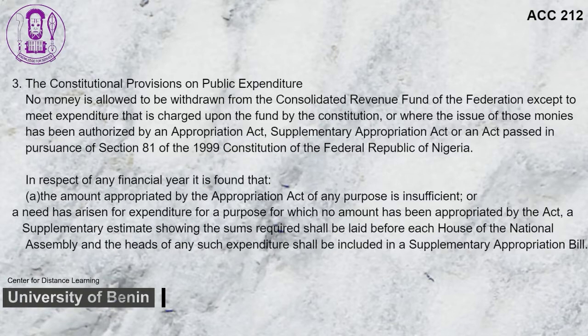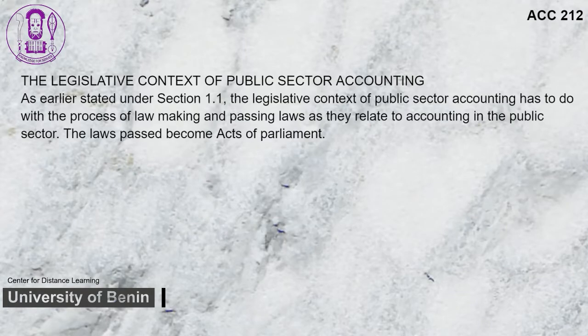The amount appropriated by the Appropriation Act for any purpose is insufficient, or b. A need has arisen for expenditure for a purpose for which no amount has been appropriated by the Act. A supplementary estimate showing the sums required shall be laid before each House of the National Assembly and the heads of any such expenditure shall be included in a supplementary appropriation bill.